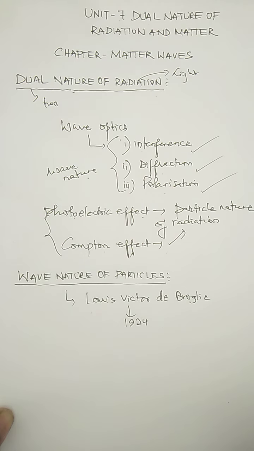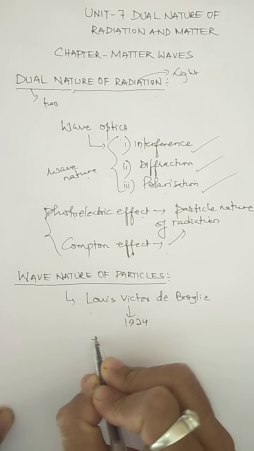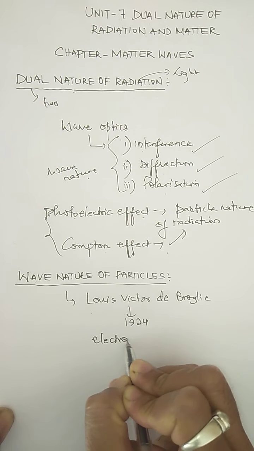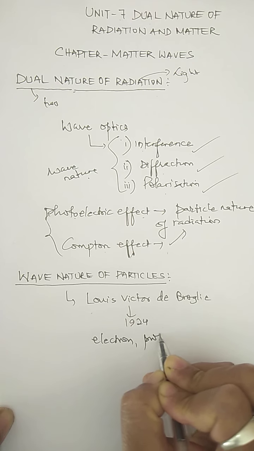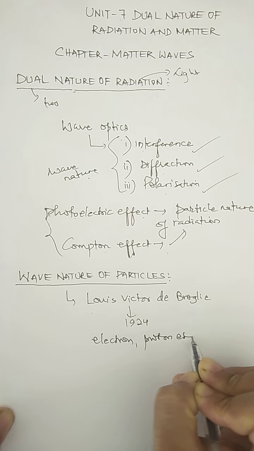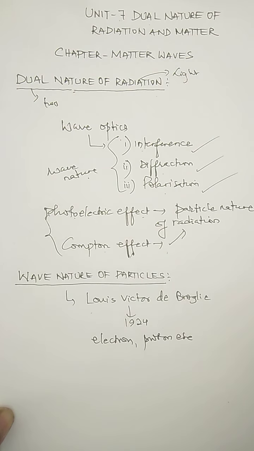For this he made a hypothesis by saying that if radiation has dual nature, then the moving particle of matter, like, let me take the example, electron, proton, etc. These are the moving particles of matter, and they should also exhibit wave-like character, but under certain conditions.